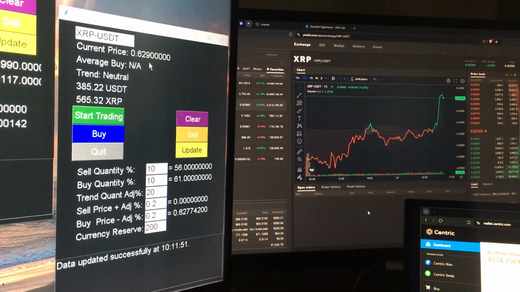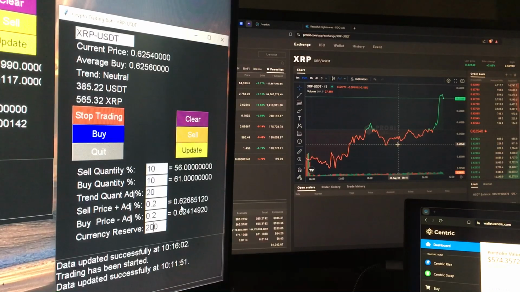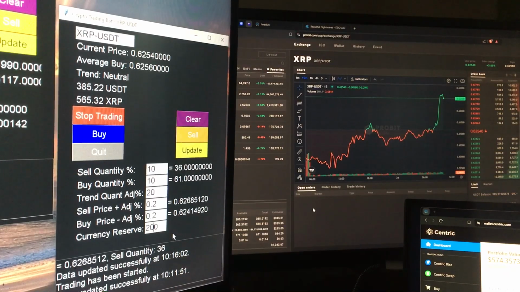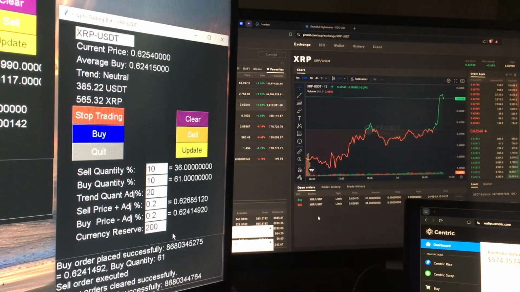Notice it doesn't know how much it will set this price until the automatic trading's turned on to set the average price above. So we can do that now. We'll just click Start Trading. Now when we start that, we notice the average price is put in there. We'll get a sell price adjustment. Go in here, and then it'll create some orders over on the ProBit console once it does all the calculations. There's the sell order. And there's the buy order.